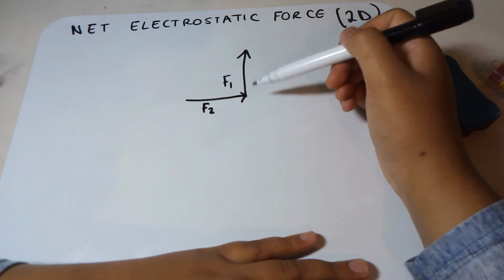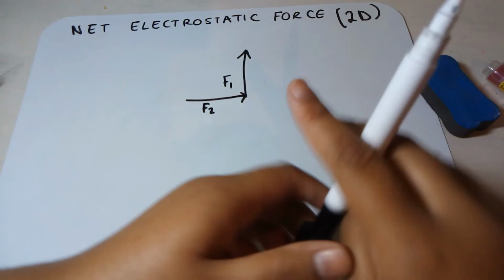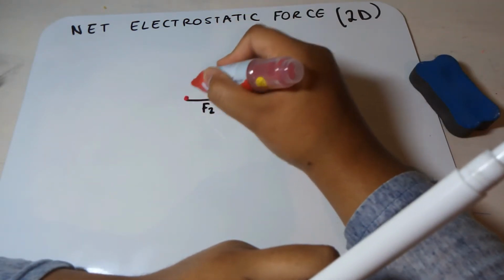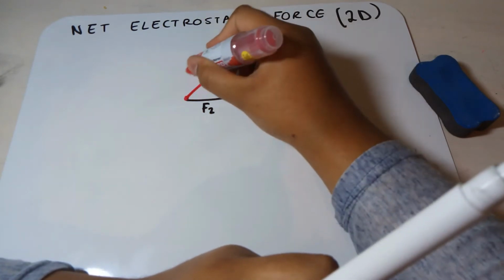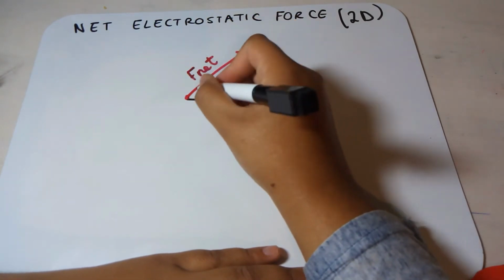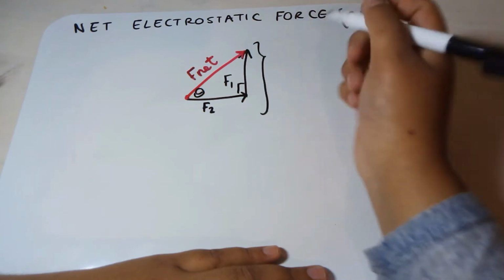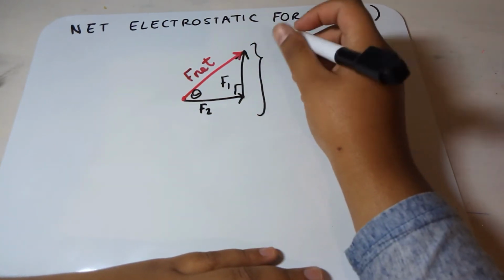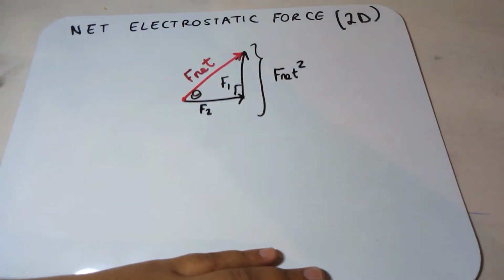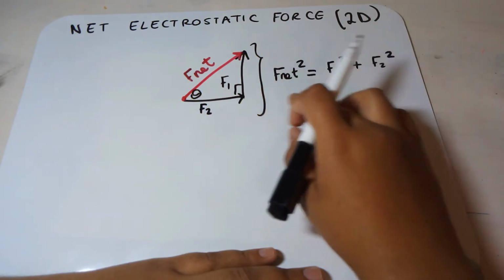And now I have my two vectors where the head of the one force is touching the tail of the other one. And to calculate my net force, I'm going to draw my vector from the tail of the one to the head of the other one, and that will be my net force. And the angle here will be theta. Now this is a right angle triangle, and we add right angle triangles by using Pythagoras' Theorem. That is to say that F net squared is the sum of the squares of F1 and F2. So this is Pythagoras' Theorem.